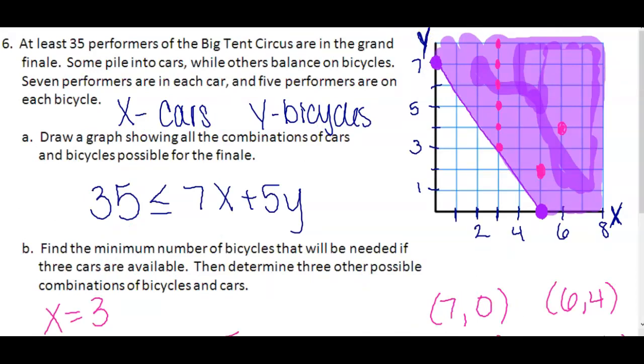Alright. A performance of circus clowns have cars and bikes. So you gotta make your variables for the cars and the bikes. So I believe I said x cars and y bikes. So you have 35 performers using x cars and y bikes. They need to have 7 performers in the car and 5 performers on the bike. So you have 7x plus 5y is greater than or equal to 35.